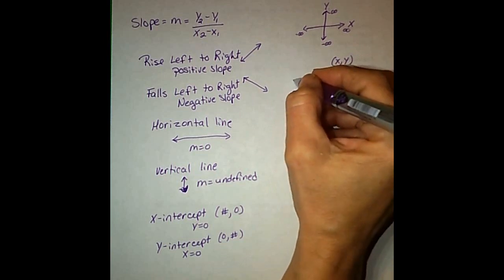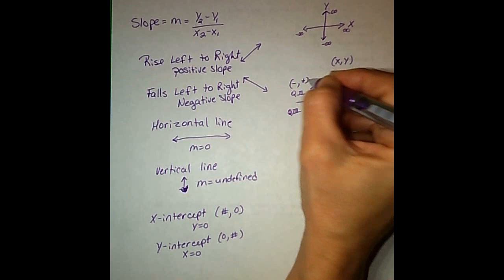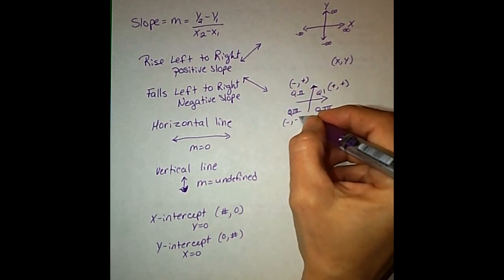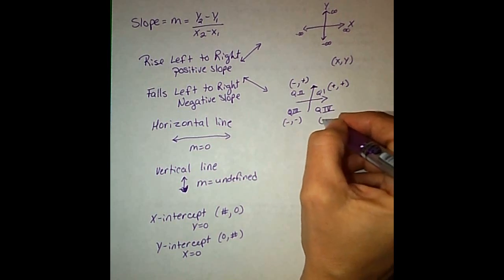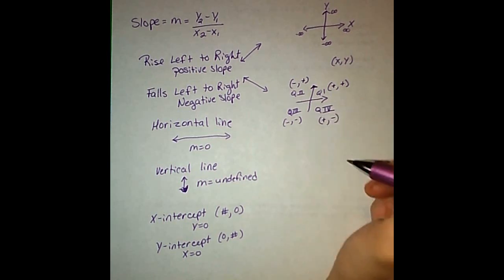And then in quadrant 2, we have a negative value for x, positive for y. In quadrant 3, they're both negatives. And in quadrant 4, we have a positive x and a negative y. So it's important that you understand this.